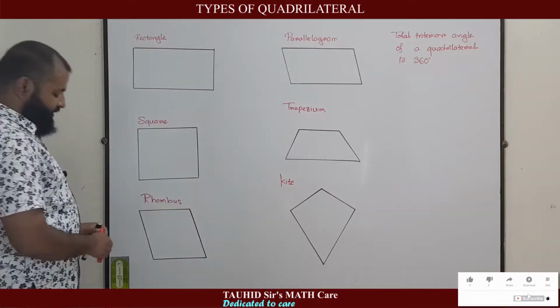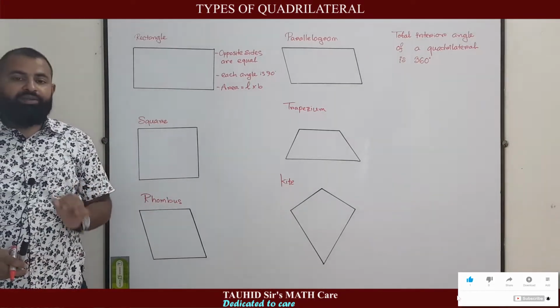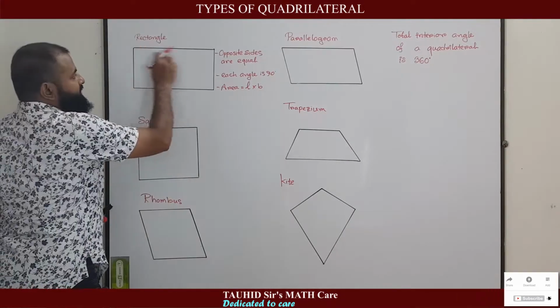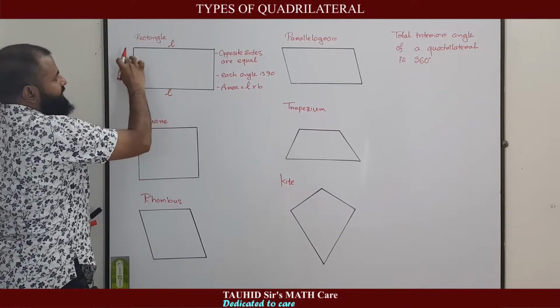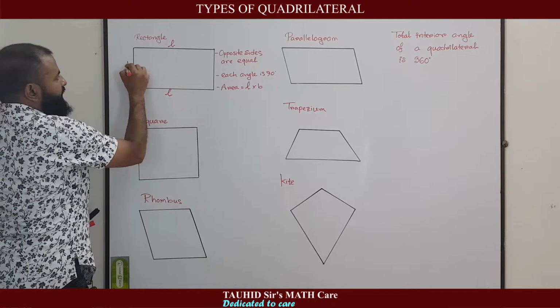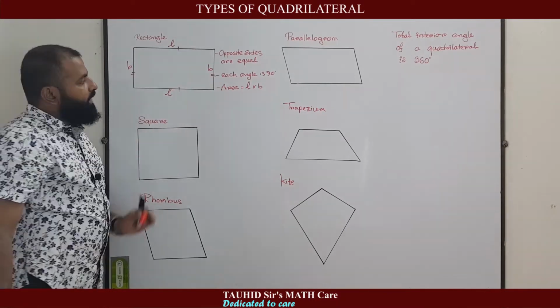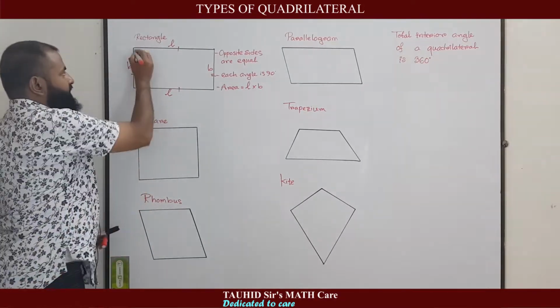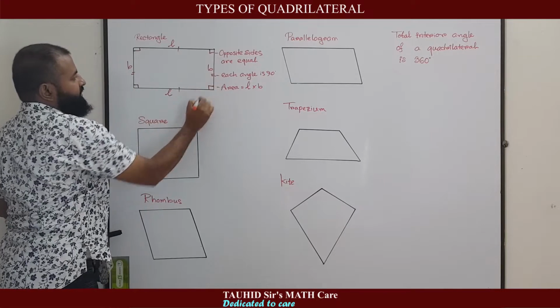First of all, rectangle. The definition of rectangle is the opposite sides of a rectangle are equal. This side is called length. This side and this side are equal. This side and this side are equal. This is called length and these sides are called breadth or width. Each angle is 90 degrees. This angle is 90 degrees, this angle 90 degrees, this is 90 degrees, this is 90 degrees.